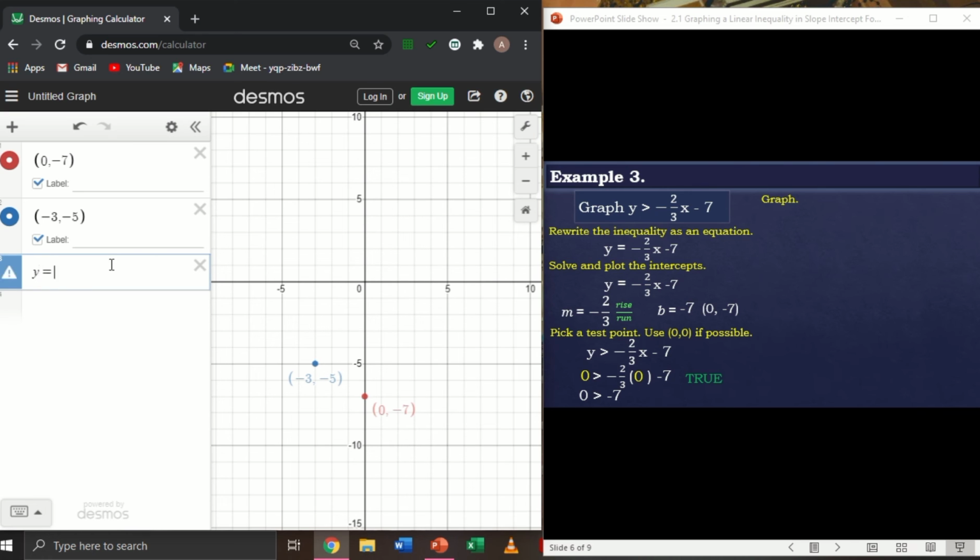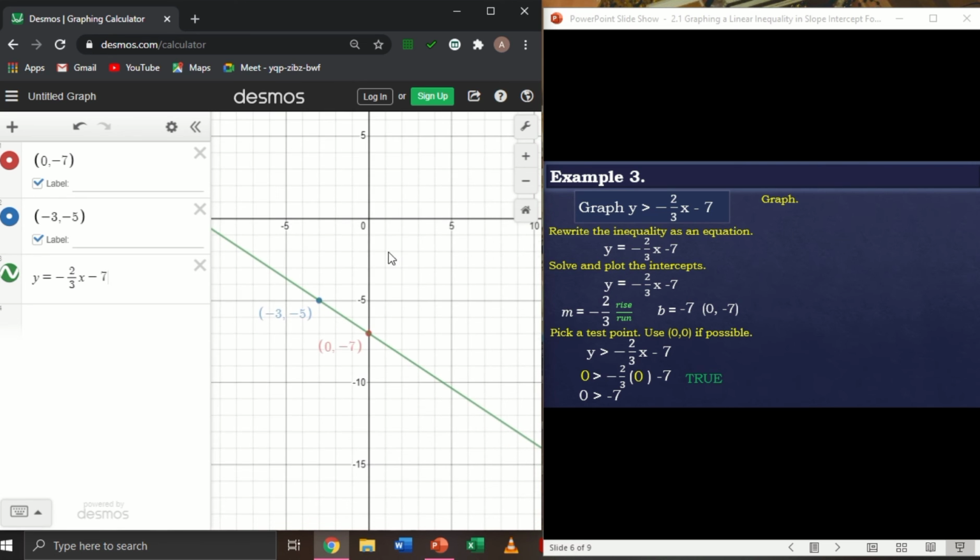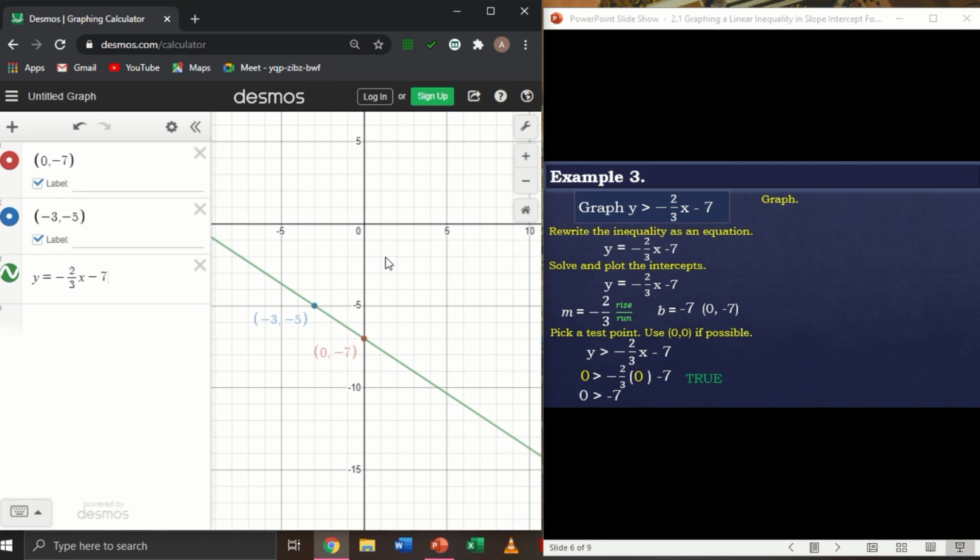Ay, connect muna natin yung ating points. So, we have negative 2/3 x minus 7. Okay, so ayan na, na-connect na natin. Now, ang ating test point ay nag-result sa true. So, ibig sabihin, kung ito ang ating test point, kasama siya sa shaded. So, dito tayo mag-shade. Okay?